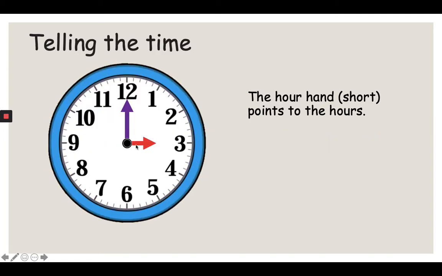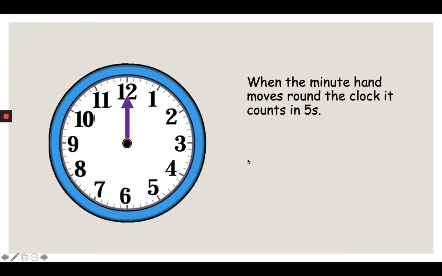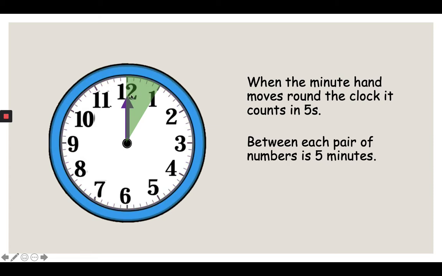Okay, so here we can see that we've got our hour hand, which is red on this clock, and it points to the hours and it counts around the clock in ones. We've got our minute hand, which is the long hand, and it counts around the clock in fives. So here the green is showing that between each pair of numbers there is 5 minutes. So it's 1, 2, 3, 4, 5 minutes. And there are 60 minutes in 1 hour.